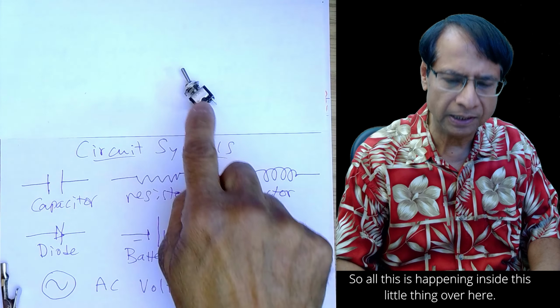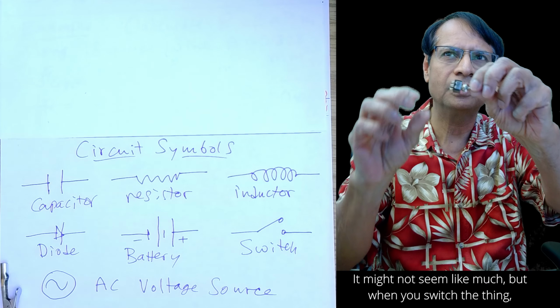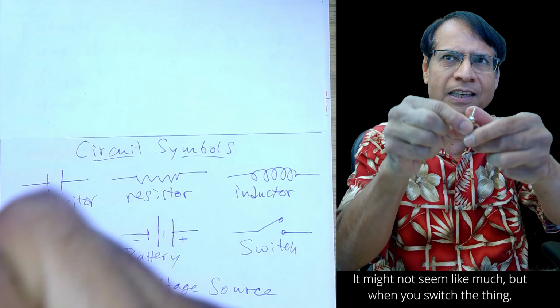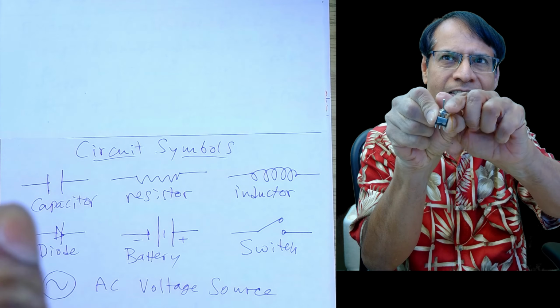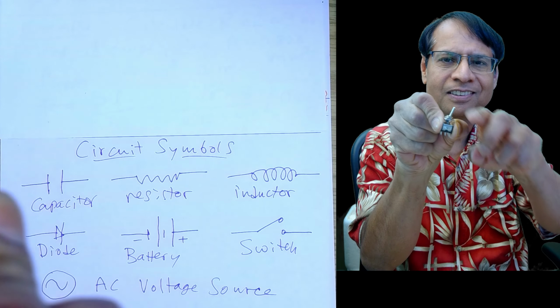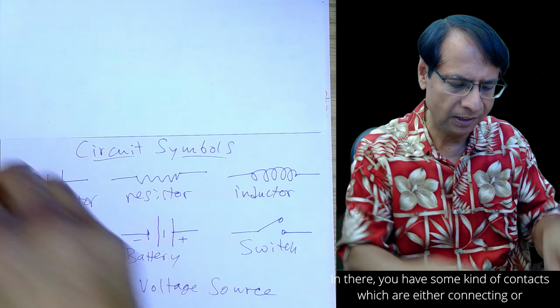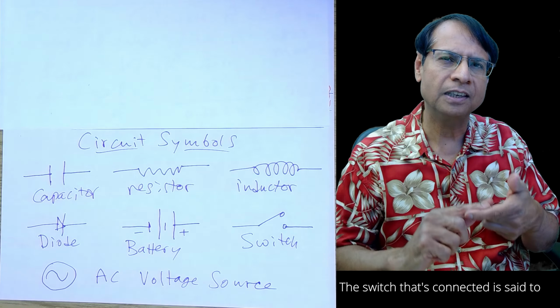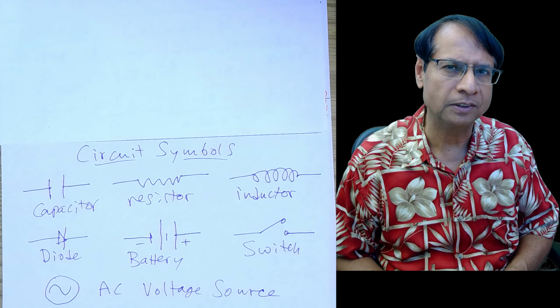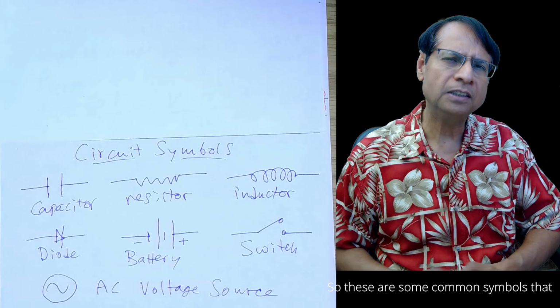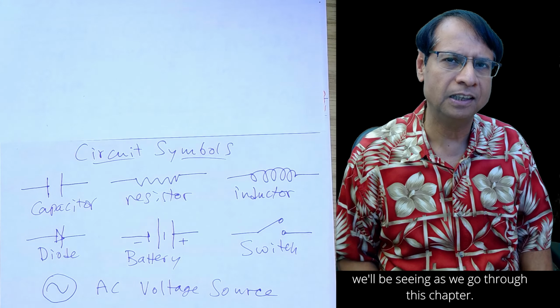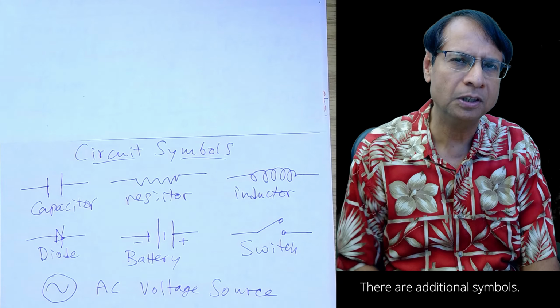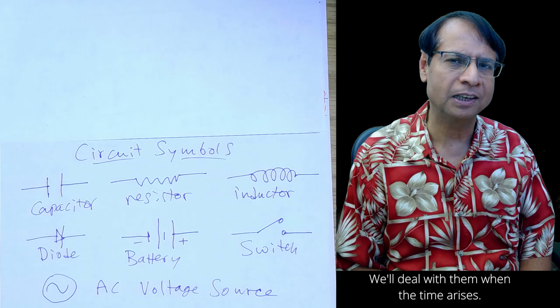So all this is happening inside this little thing over here. It might not seem like much, but when you switch the thing, like this, that's basically what's happening. In there, you have some kind of contacts which are either connecting or disconnecting. So a switch that's connected is said to be closed because it closes the circuit. A switch that's open is breaking the circuit open. It's a switch that's off, basically. Okay, so that's what a switch is. So these are some common symbols that we'll be seeing as we go through this chapter. There are additional symbols. We'll deal with them when the time arises.